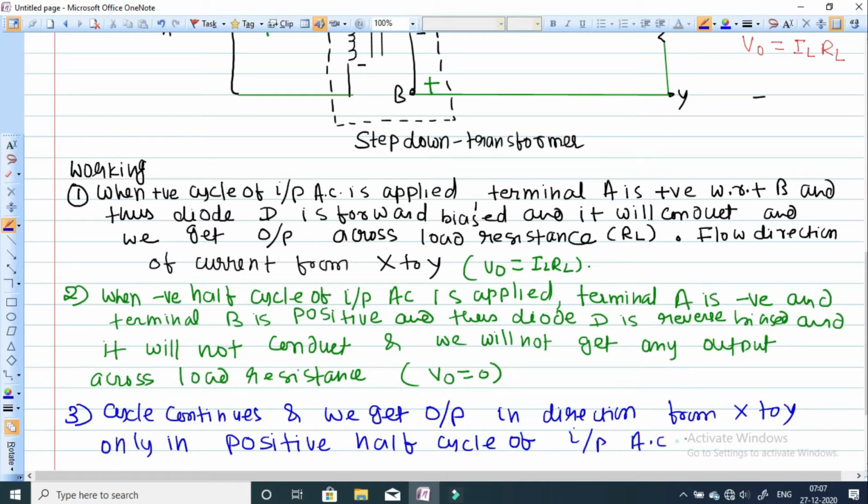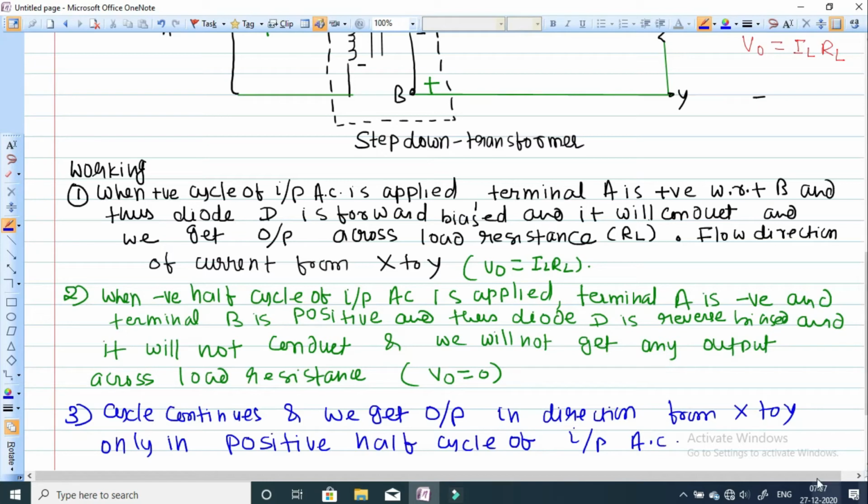That's why the name is half wave rectifier. We get the output only during the positive half cycle of the input AC. So this is the working of the half wave rectifier. Now we will see the waveform.